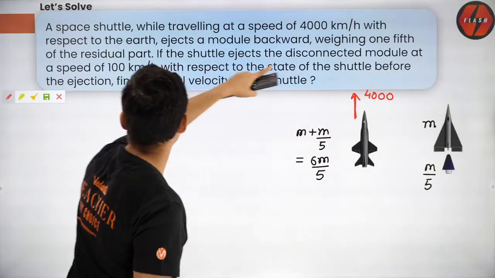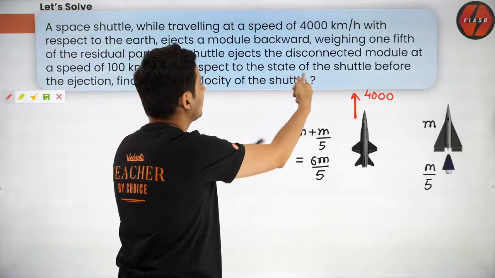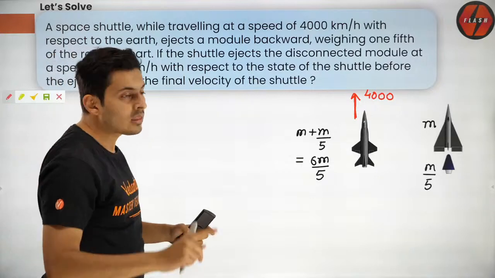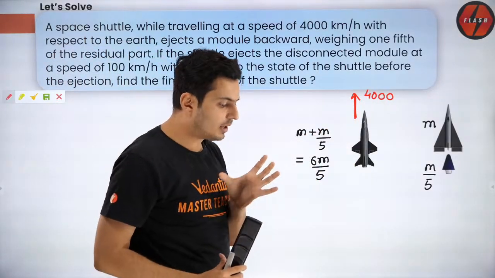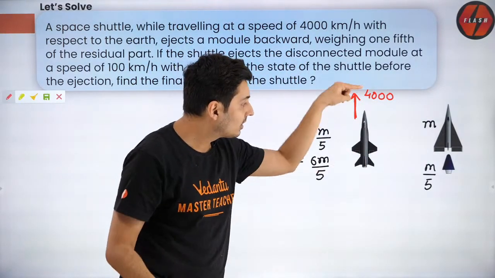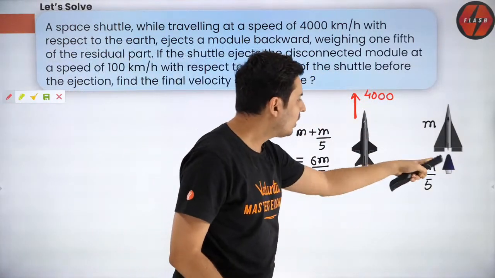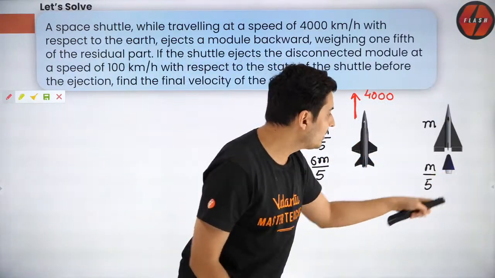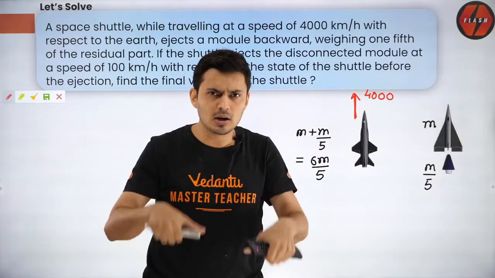The module is ejected at a speed of 100 with respect to the state of the shuttle before the ejection. What was the state of the shuttle before the ejection? 4,000. Now with respect to 4,000, the module is thrown relative to it downwards with what speed? 100. So think about it. What will be the speed of the module? Guys, come on, type it in the chat box. What will be the speed of this remaining part? This small part. And which direction will it be? Up or down?